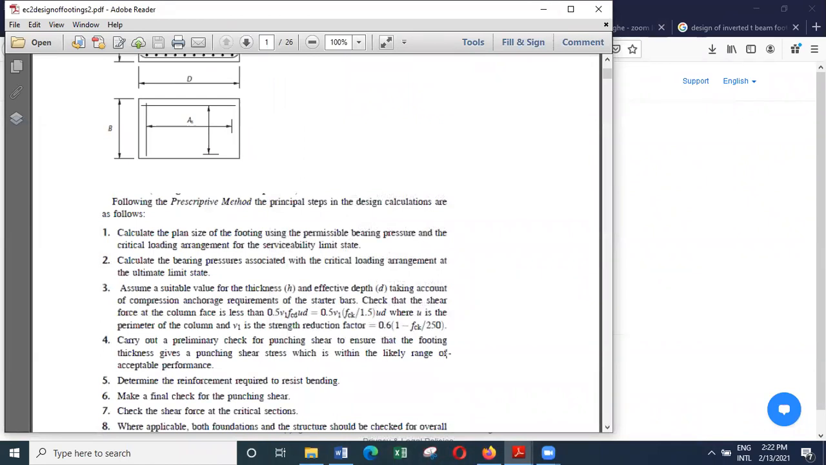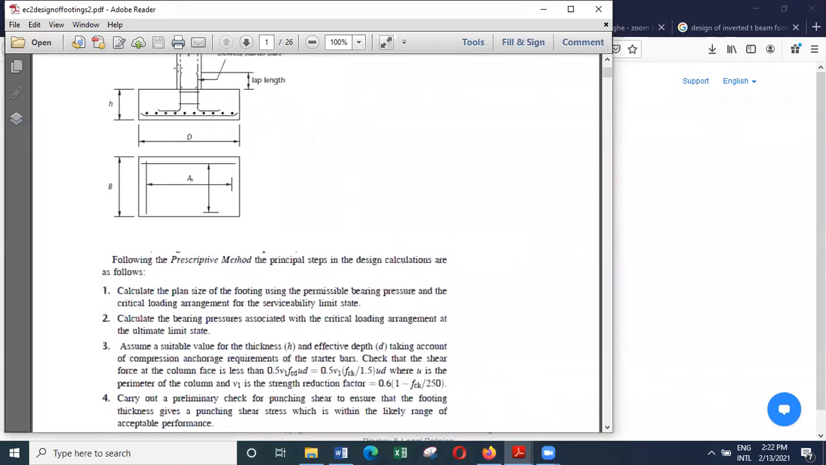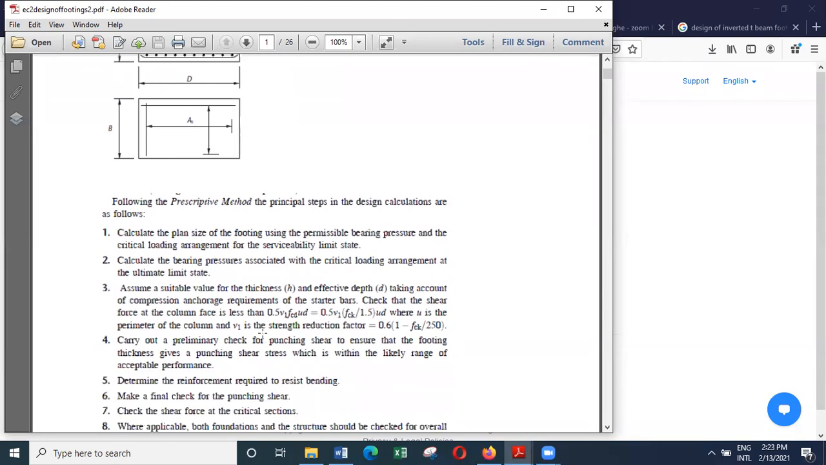And then once you check this at the face of the column, then you know whether the selected thickness is sufficient or not. If the selected thickness is sufficient for this particular check, then you can do an approximate check for punching shear resistance. And if the punching shear resistance is also okay with the selected thickness, then you will be able to do detailed calculations.